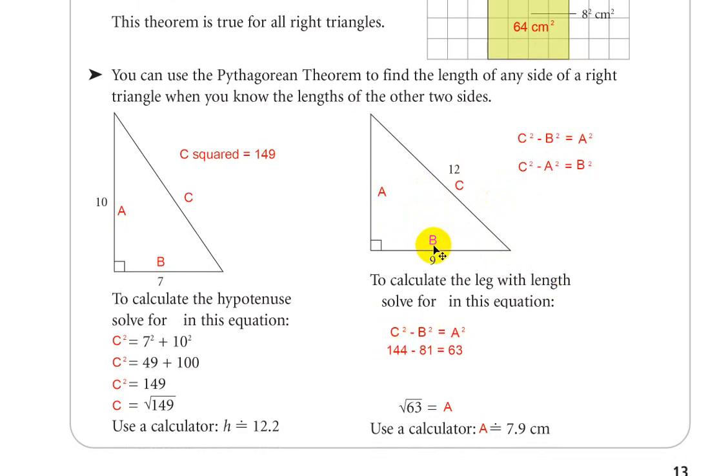All right, so in that case, c squared minus b squared, 144, 12 times 12 is 144, minus 9 times 9, which is 81, that gives you 63. Okay, the square root of 63 is going to equal a. Okay, and in this case, a is 7.9 centimeters. And again, that's rounded to one decimal place.